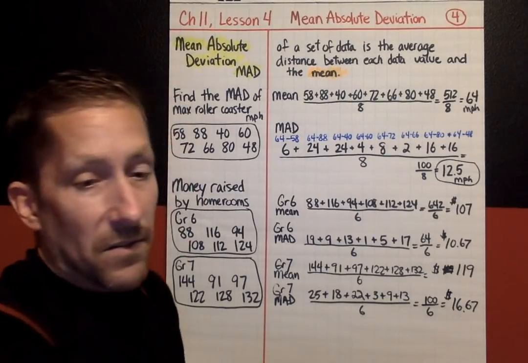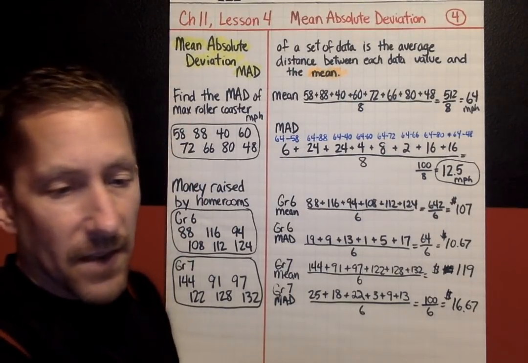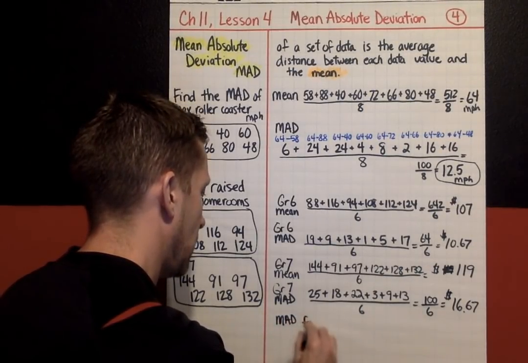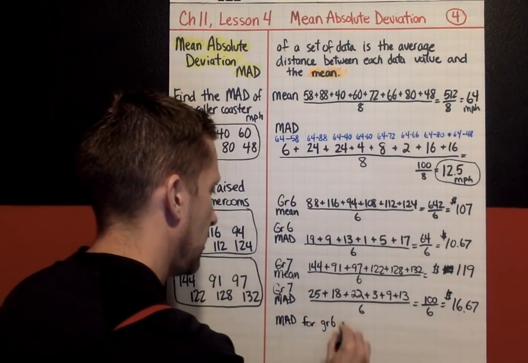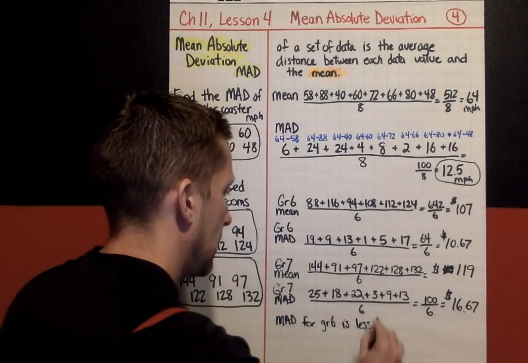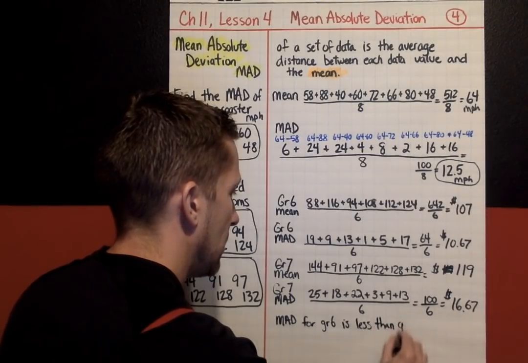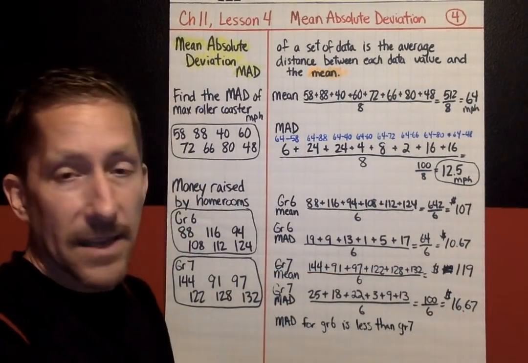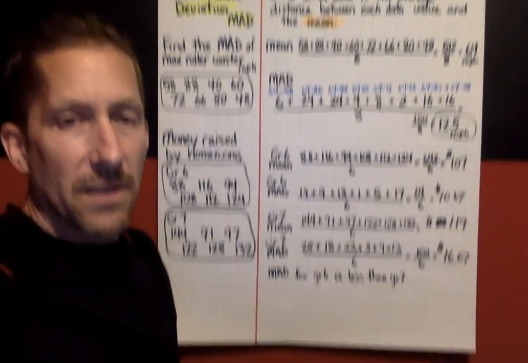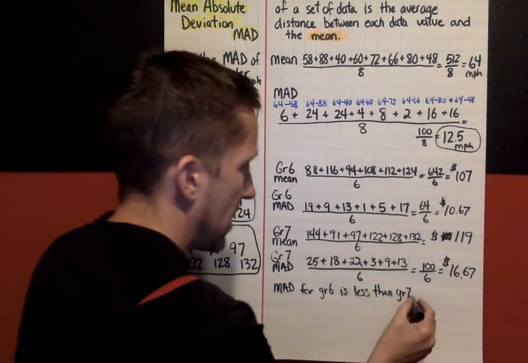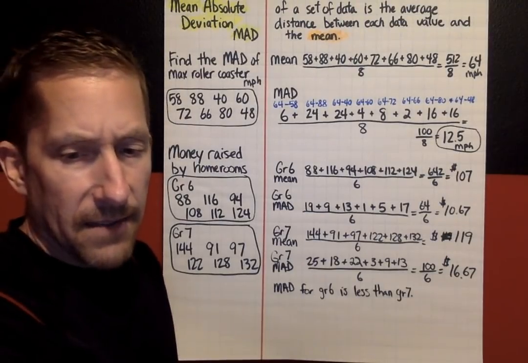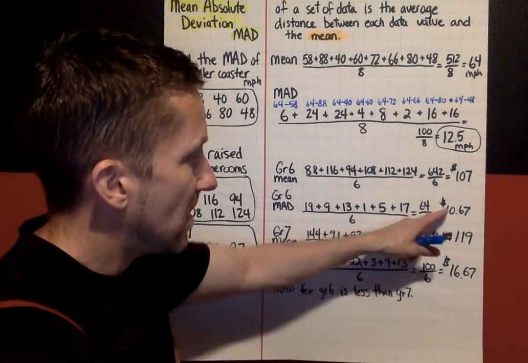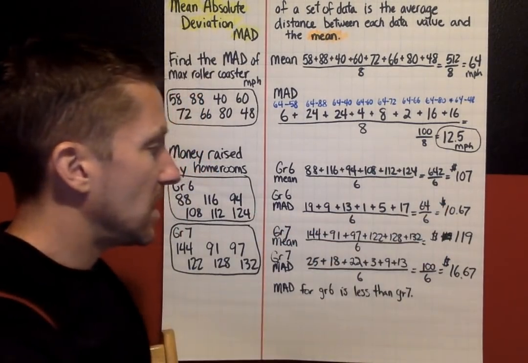from the mean. So a couple things we could say. We could say that the mean absolute deviation for grade 6 is less than grade 7. This mean absolute deviation was less than the 7th grade mean absolute deviation. So that is one statement that we could make. And another meaning we could say is that the grade 6 data on average is closer to the mean. On average, these values are closer to the mean.